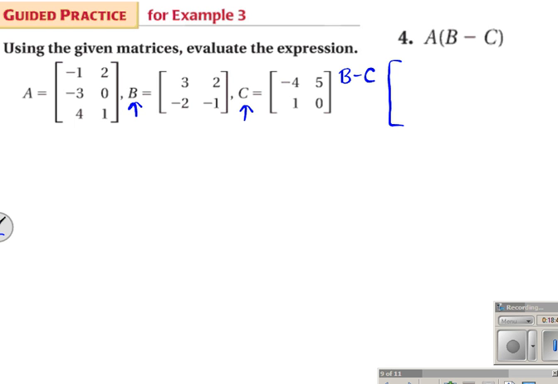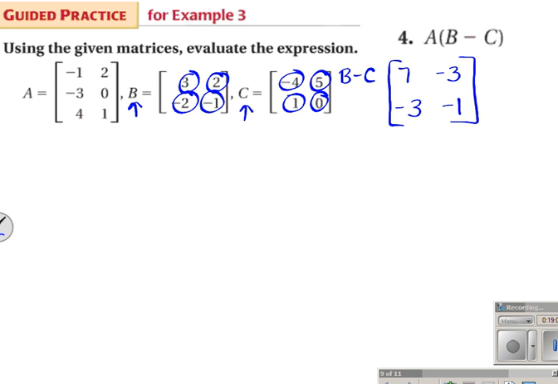So 3 minus negative 4 is actually turning that to 3 plus 4, which is 7. 2 minus 5 is negative 3. Negative 2 minus 1 is negative 3. And negative 1 minus 0 is negative 1. So now we need to multiply matrix A by this new matrix.